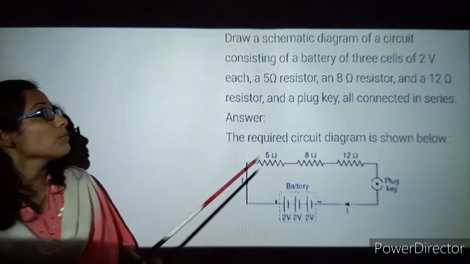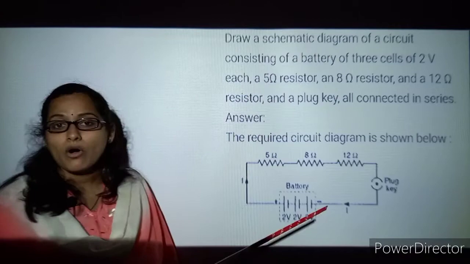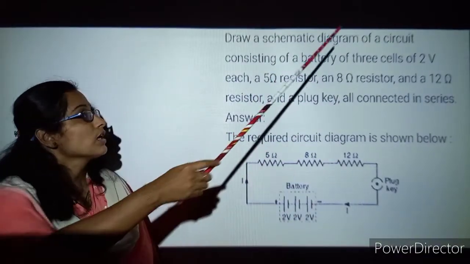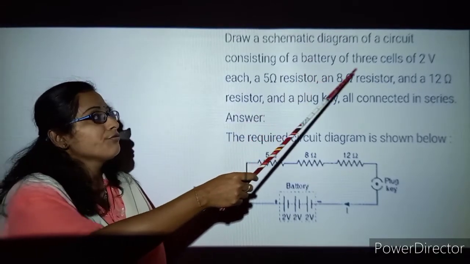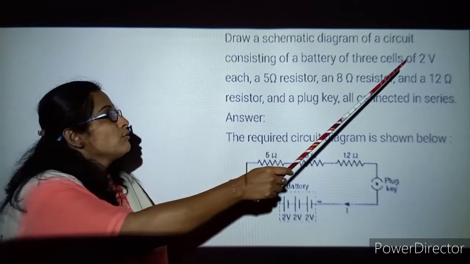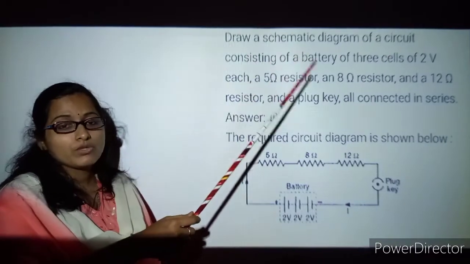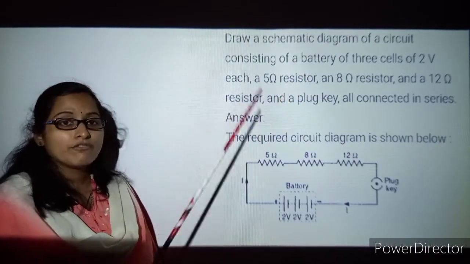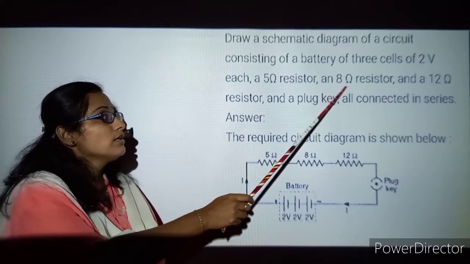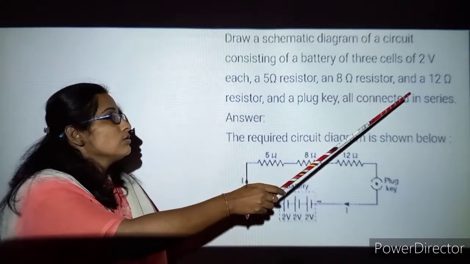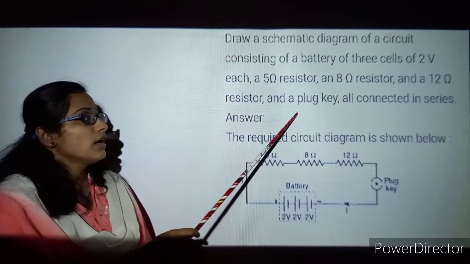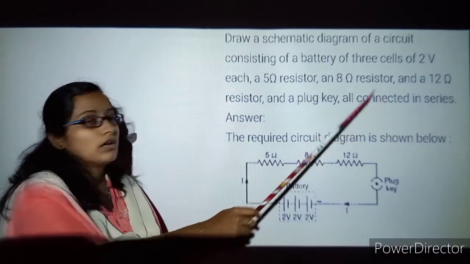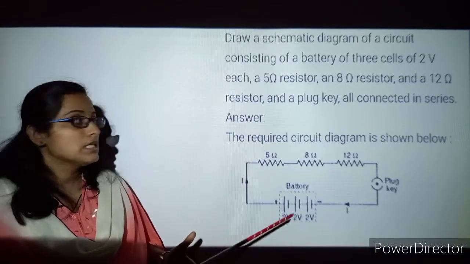Next, it is about drawing a schematic diagram of a circuit consisting of a battery of 3 cells of 2 volt each, one 5 ohm resistor, one 8 ohm resistor and one 12 ohm resistor, and it should also consist of a plug key. All the connectivity should be in series.